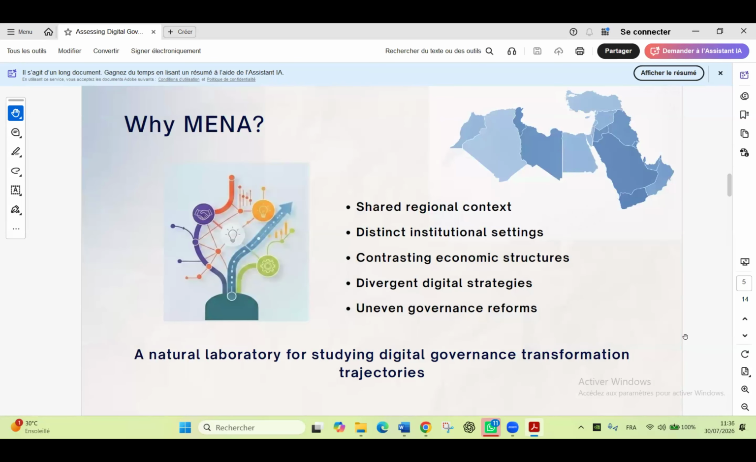So our empirical analysis focuses on the MENA region. We selected this region because it offers a particularly interesting setting for studying digital governance transformation. On the one hand, MENA countries share a common regional context and face many similar challenges. On the other hand, they differ considerably in their institutional setting, economic structure, digital strategies, and the pace of governance reforms. This combination of common regional characteristics and substantial national diversity creates an ideal setting for comparing different patterns of digital transformation.